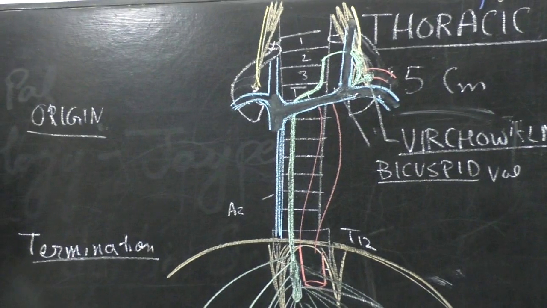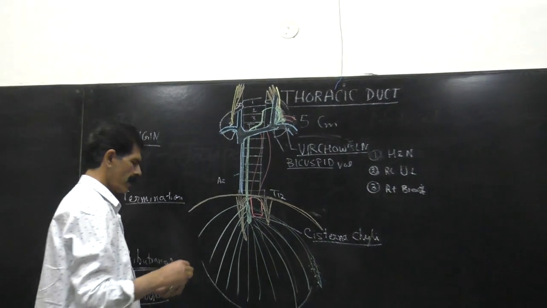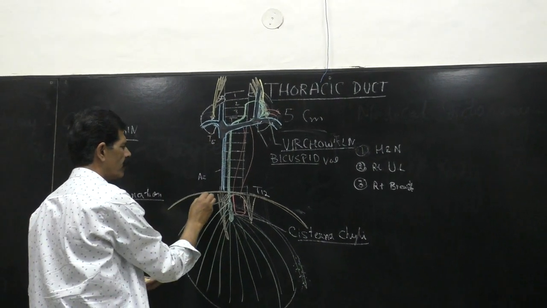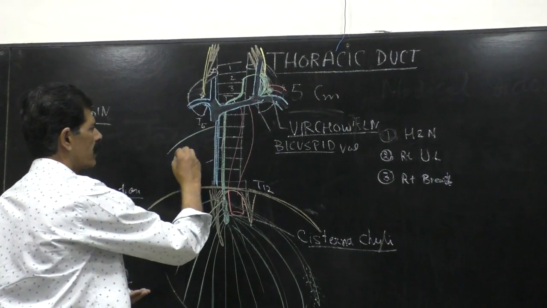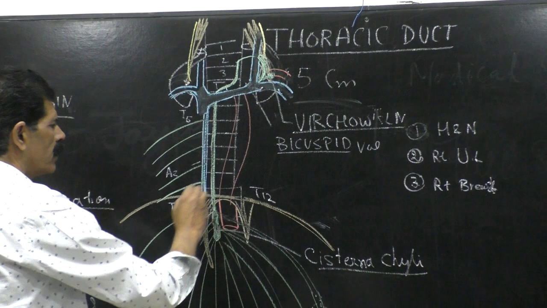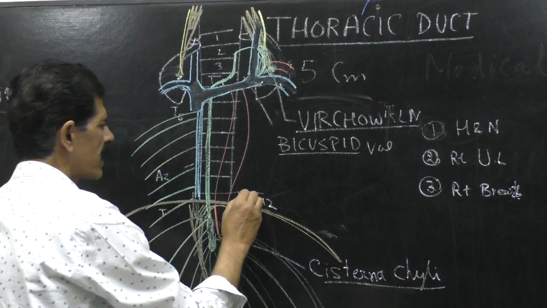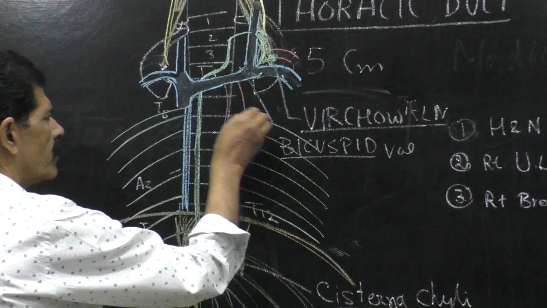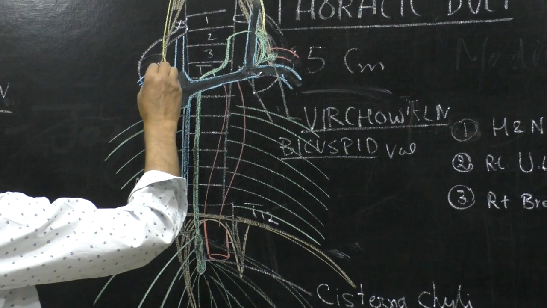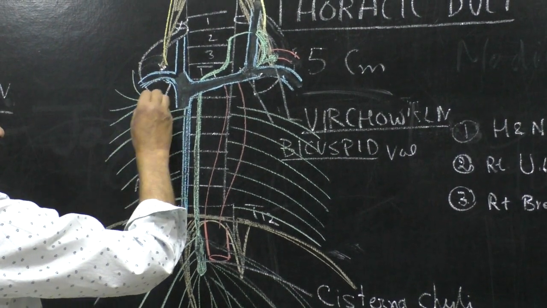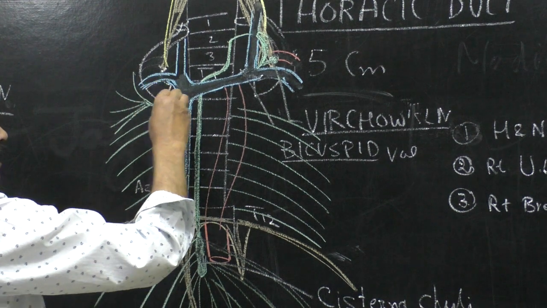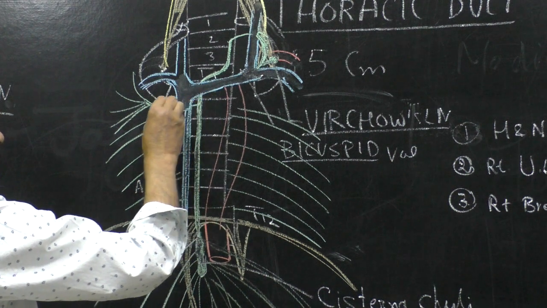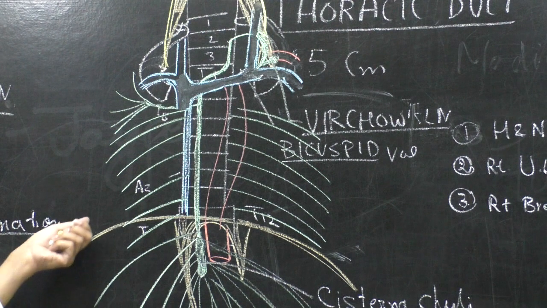Now come the tributaries. Various lymphatics from T6 to T12 are collected from the intercostal lymphatics. So the lower 6 tributaries come from the thoracic cage. The upper 6, that is the first, second, third, fourth and fifth, all these lymphatics ultimately open singly into the thoracic duct. So these are the tributaries.